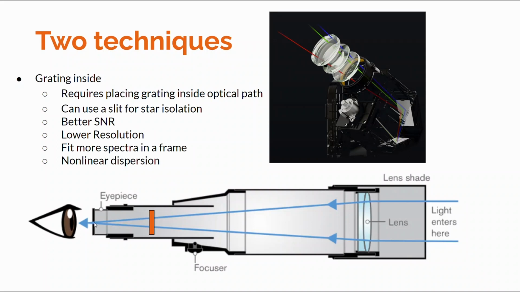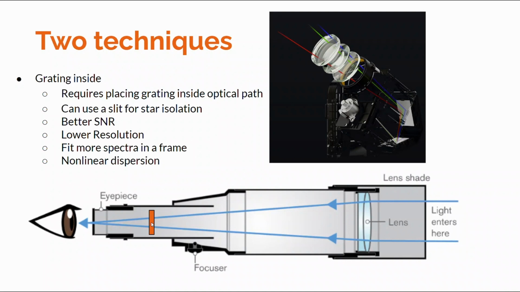A lot of people actually put this inside. There are different optics you can put inside the focal plane, and in that case you can actually use the slit to do star isolations. Because the light is concentrated, you get a lot more signal and you need less space. That means you have a better signal to noise ratio.